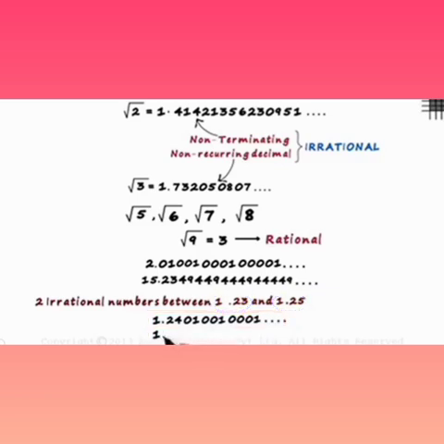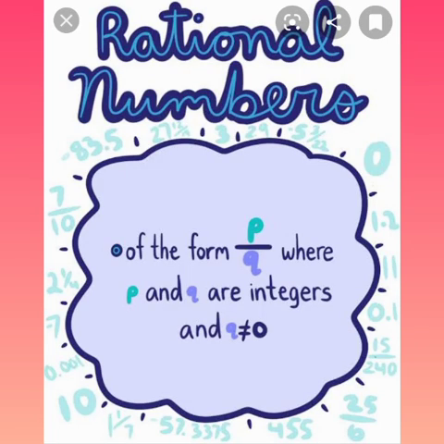Again, let's write 1.24 and this time we write 02, 002, 0002 and so on after it. That's your second irrational number. So to find irrational numbers between 2 numbers, just write a rational number between them and then add non-terminating, non-recurring digits after it. So, my dear students, a rational number is of the form p by q, where p and q are integers. Q is not equal to 0.